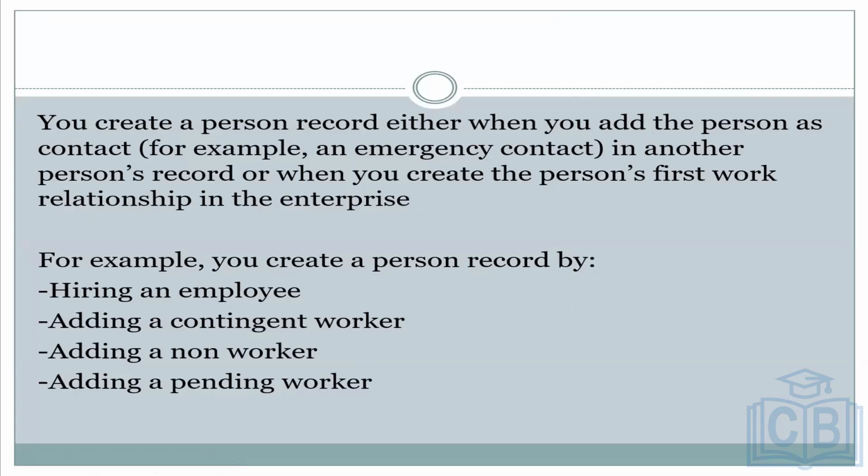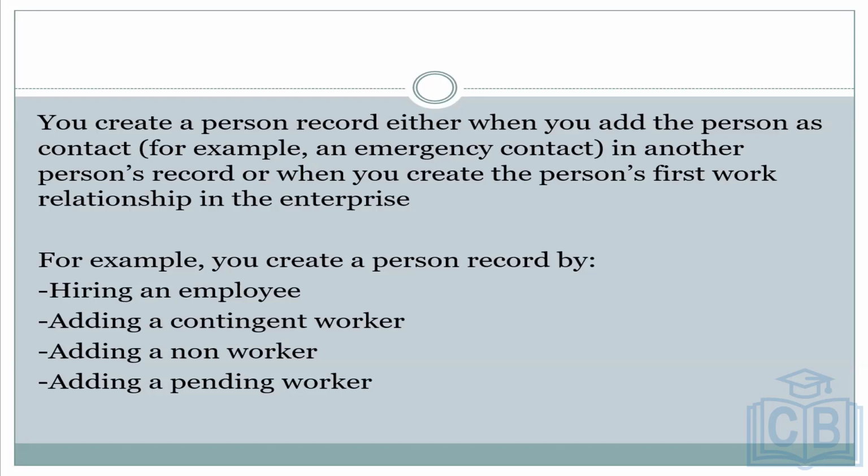You create a person record either when you add the person as a contact, for example, an emergency contact in another person's record, or when you create the person's first work relationship in the enterprise. For example, you create a person record by hiring an employee, adding a contingent worker, adding a non-worker, or adding a pending worker. So the person record is the person's record added in the system.